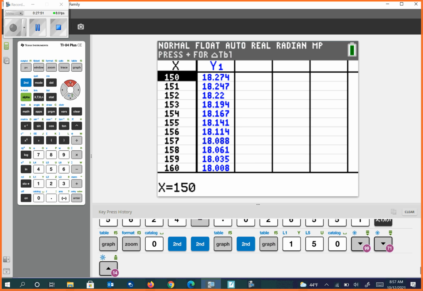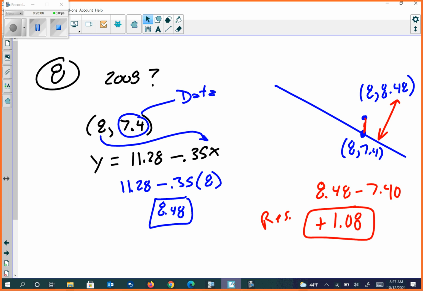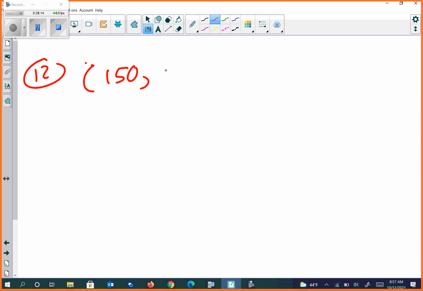So 150. So this was what our data would have shown. 150, 18.274. Okay. This is from our line of best fit.